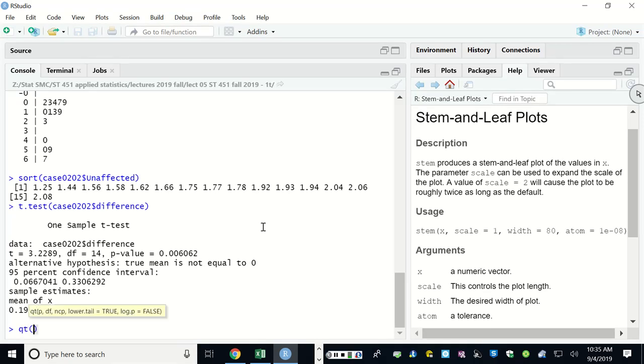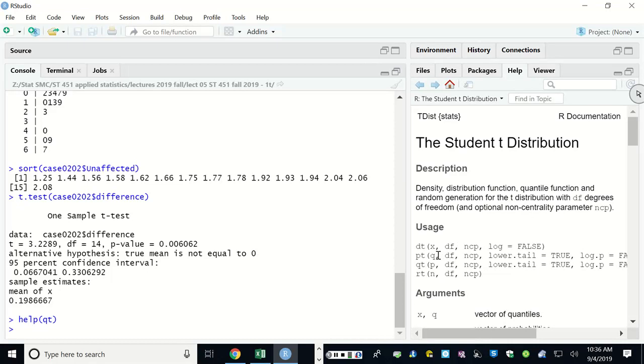For the cutoff values for the t, qt, there's a help file, help of qt. There's the density for the t, the probability that you're less than or equal to a value for the t, and quantiles for t, or getting random values from the t distribution. So if you do a histogram, say with rt, of 1,000 random values, it wants a degrees of freedom.